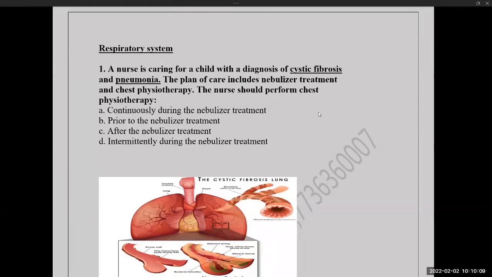And cystic fibrosis affects the digestive system and lungs. It is a hereditary disease. Okay, so it is an autosomal recessive disorder in which exocrine dysfunction may occur. And infection of lung parenchyma is pneumonia.